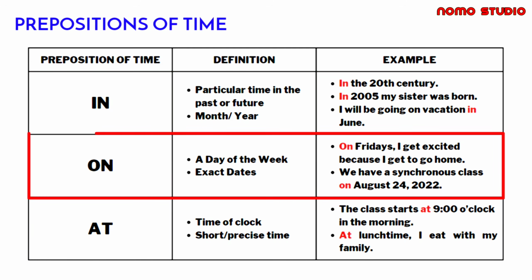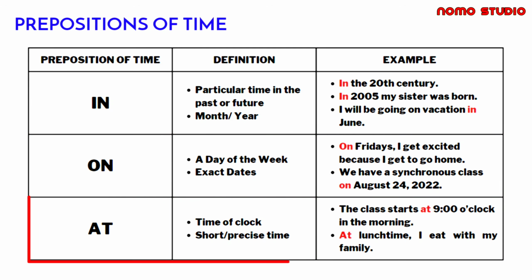Next, we have the preposition on. So kapag ginamit natin yung on, that means we are referring to a day of a week or the exact dates. Example, on Fridays, I get excited because I get to go home. We have a synchronous class on August 24, 2022. In our first example, yung word po na Fridays is a day of the week. That is why gumamit tayo ng preposition na on. Then dito po sa ating pangalawang example, August 24, 2022 is an exact date. So that also means na gagamitin po natin yung preposition on.